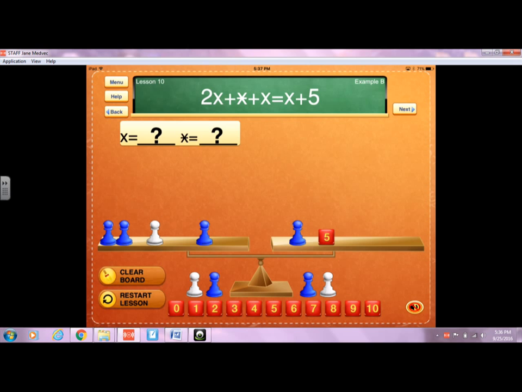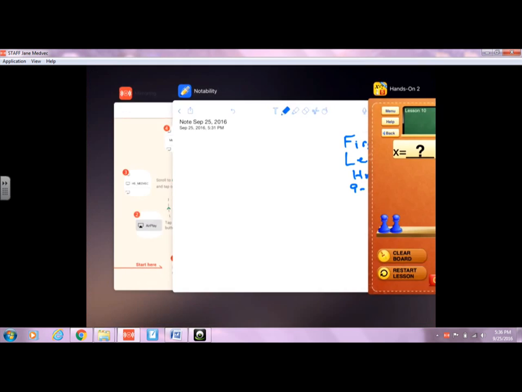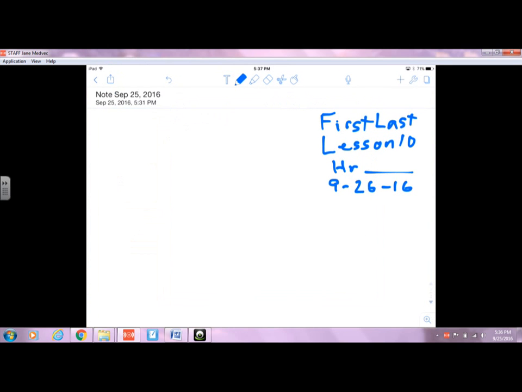Since they're opposites together, they cancel each other out. They form a 0. So anytime we have a white pawn and a blue pawn next to each other on the same side of the balance, they cancel each other out, or like explode. So these two, for example, are next to each other on the same side of the balance, and boom, they explode. So when you do this in your assignment, the first thing we're going to do is write down the problem. So example B, it's 2x plus star plus x equals x plus 5.